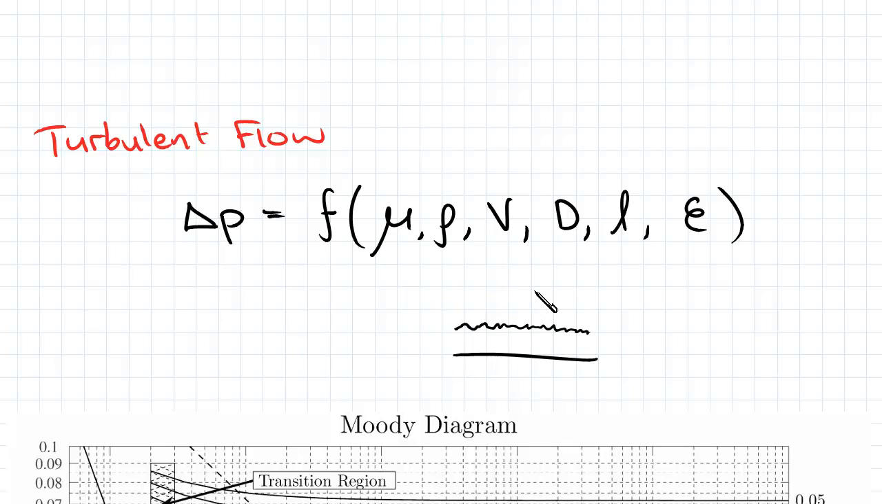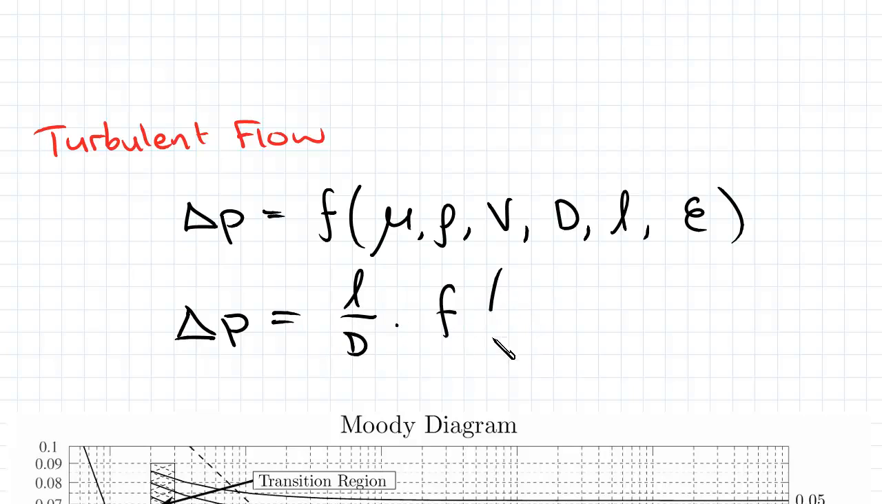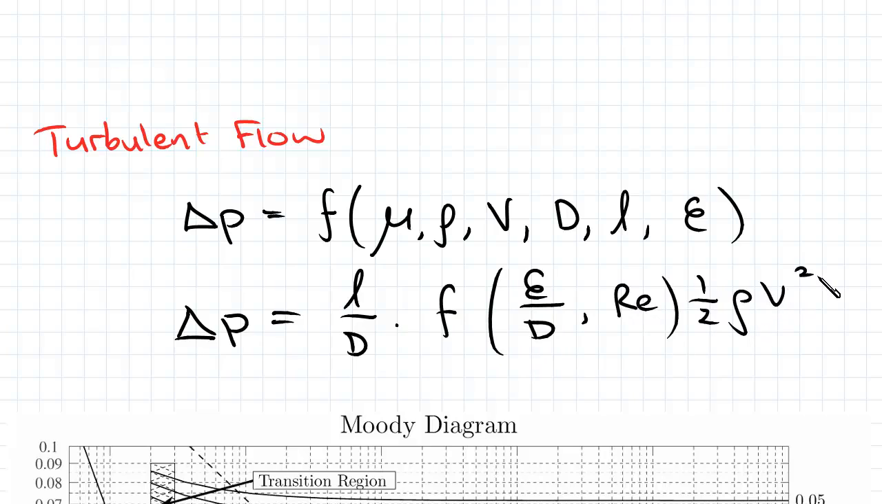So that's the additional complication we're going to consider in turbulent flow, and we're going to be using this equation, which through dimensional analysis, the same process we went through with laminar flow, we can reduce it to a function, but this time it's going to have two variables in the function to the friction factor, Darcy friction factor function. So we're going to have L on D times F of epsilon on D, Re, half rho V squared.